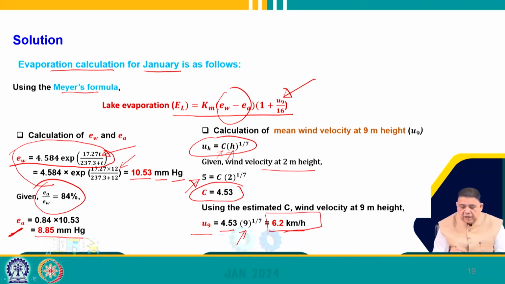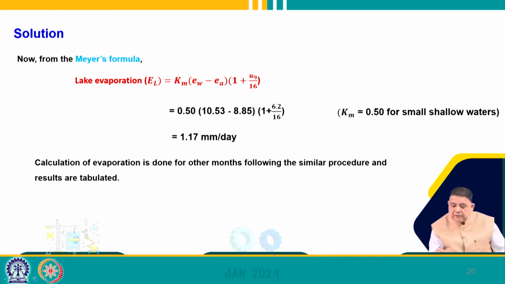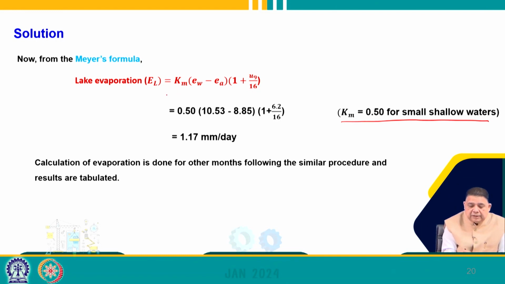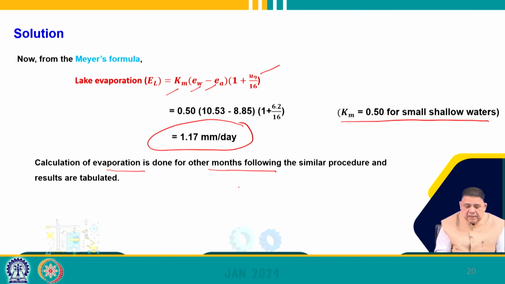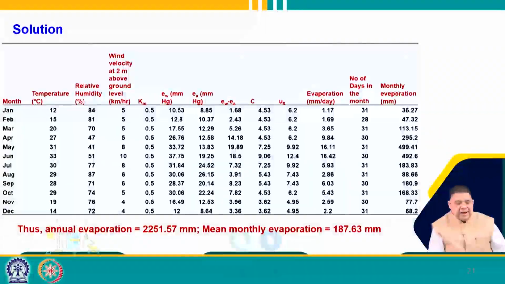And also, we know that the Km value recommended for small shallow waters is 0.5. So, that means we know Km, we know EW, EA, we know U9. So, by putting these values, we can find out the lake evaporation comes out to be 1.17 millimeter per day for the month of January. So, similar way we have to calculate evaporation for all other months following the similar procedure, and then we are directly tabulating the values here.